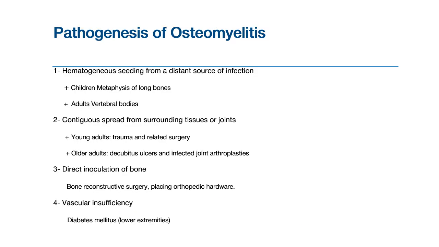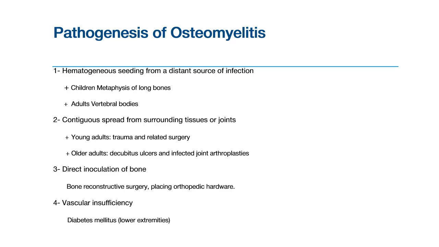The bone may be infected via several mechanisms. One, bacteremia, resulting from infection in a distant focus and then seeding the metaphysis of long bones in children and vertebral bodies in adults. The second mechanism is contiguous spread from surrounding tissues or joints. In young adults, this is usually after trauma and related surgery. In older adults, it may be secondary to decubitus ulcers and infected joint arthroplasties.